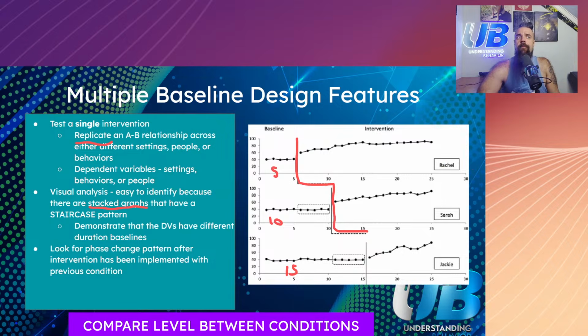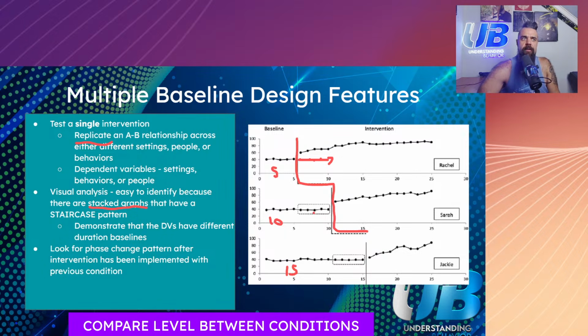Same kind of thing for Rachel here in baseline: we've got a pretty stable pattern of data around 40. So that indicates, cool, we can phase change there. Our prediction would be, hey, if we're going to stay in baseline with Rachel, it's going to hover around 40 and continue across that trend.